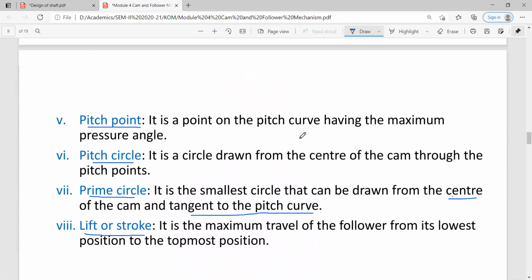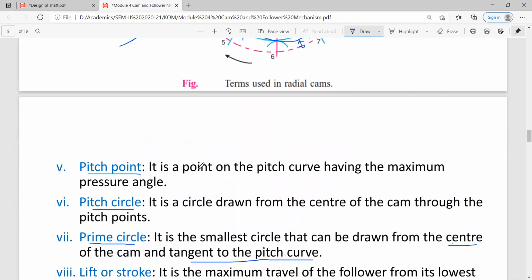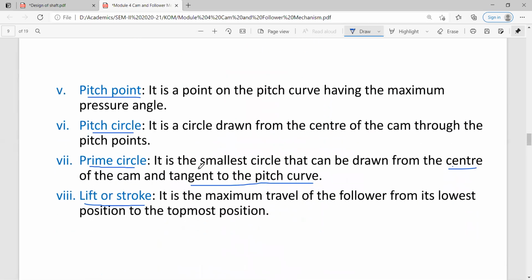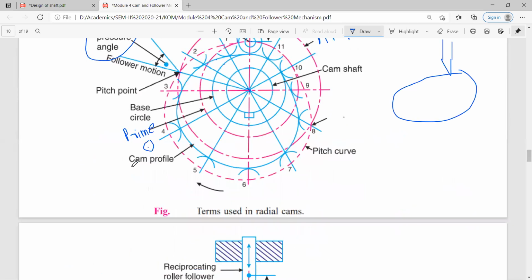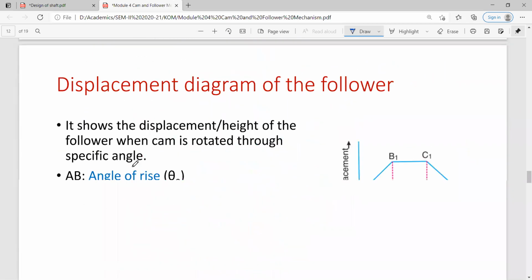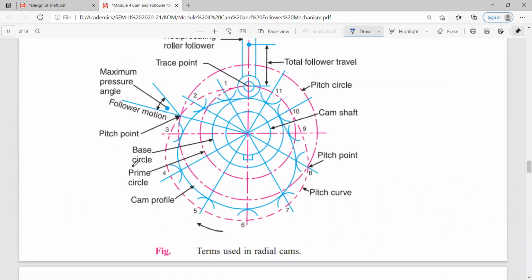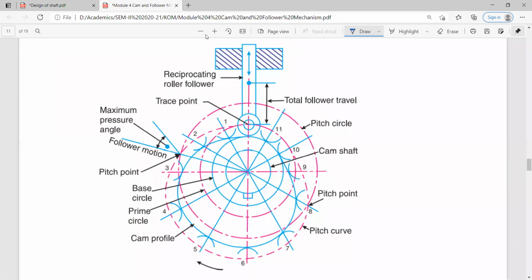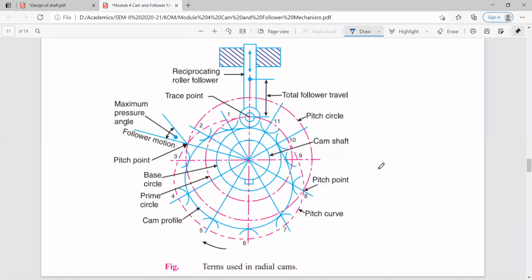So these terms you need to remember while solving the example. This diagram is showing you complete terms. You just go through it, say in 2 minutes, then we will proceed further.